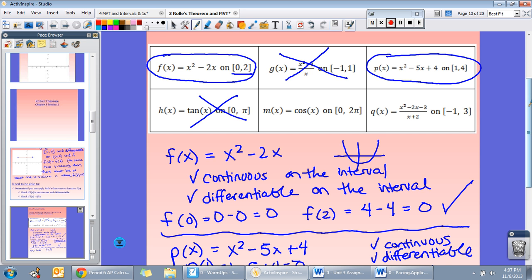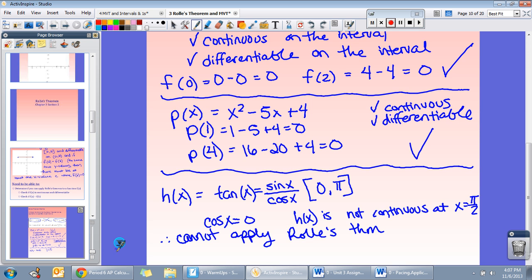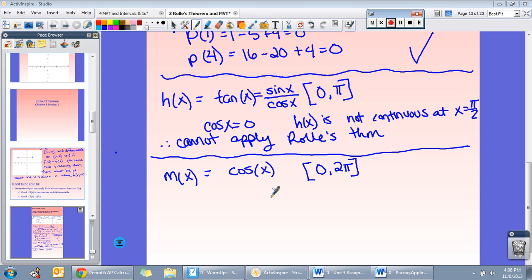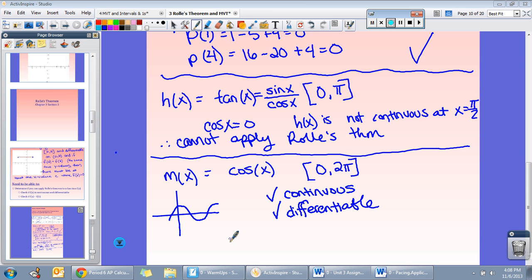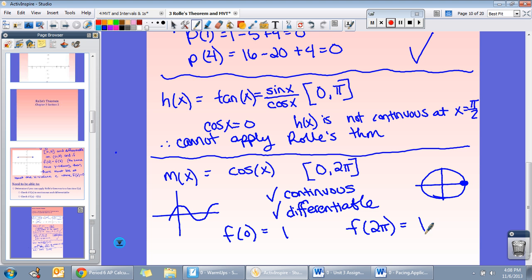Now let's look at cosine x. Cosine x is continuous everywhere and differentiable everywhere, so we can say yes, continuous, yes, differentiable. Now we need to check our two endpoints. When you plug in cosine of 0, we're going to get 1, and when you plug in cosine of 2 pi, we're also going to get 1. Those are the same, so we can apply Rolle's theorem.